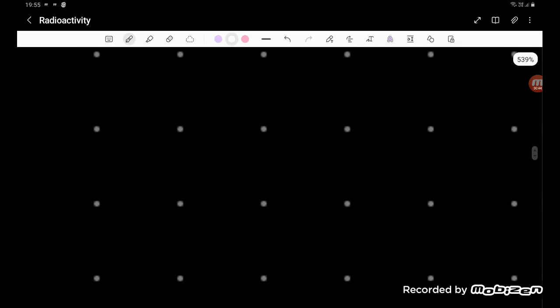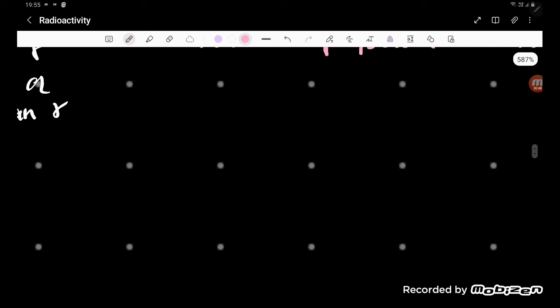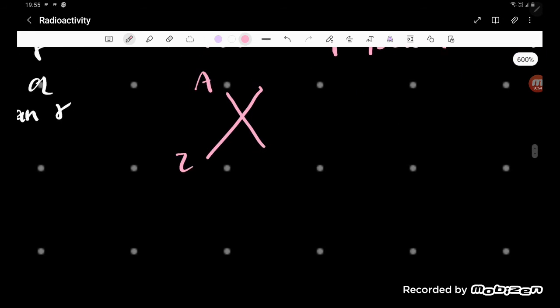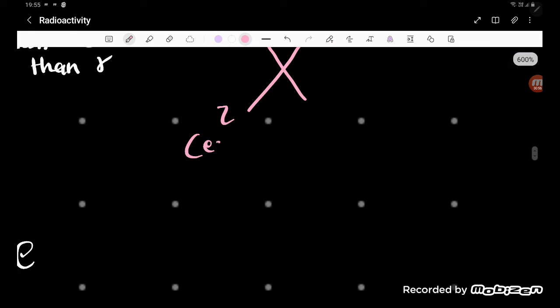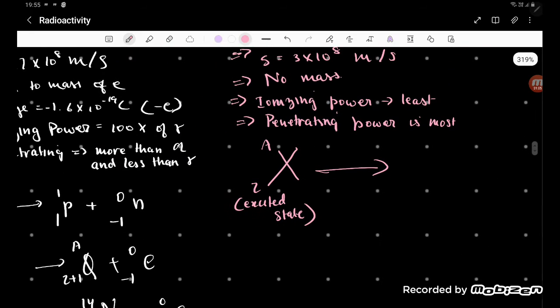Now let's talk about gamma radiations. What happens in gamma radiation is not much of a change, except that the nucleus, which is in an excited state, calms down. That's the only thing that happens here. So no particular change happens.